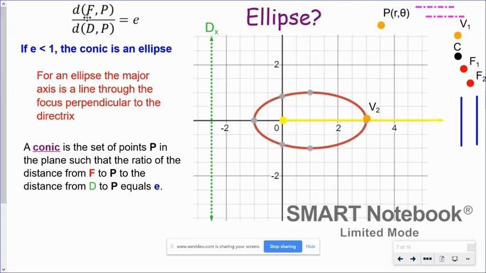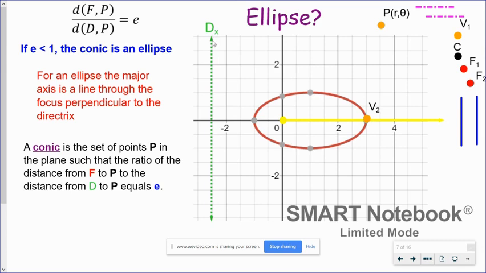Two important things to know for the ellipse. First of all, if the eccentricity value happens to be less than 1, then the conic will always be an ellipse. Good to know. Now, how could the eccentricity be less than 1? Well, it has to mean that this distance from the focus to the point on the ellipse must be less than the distance from the directrix to a point on the ellipse. What is also nice to know, and we're not going to take the time to prove, is that for an ellipse, the major axis is always going to go through the focus, and it always will be perpendicular to the directrix.